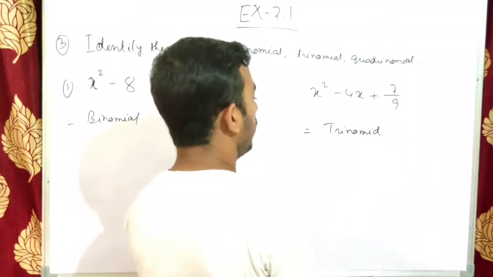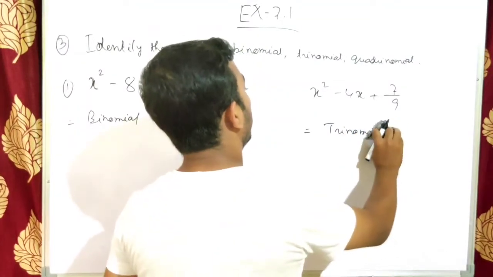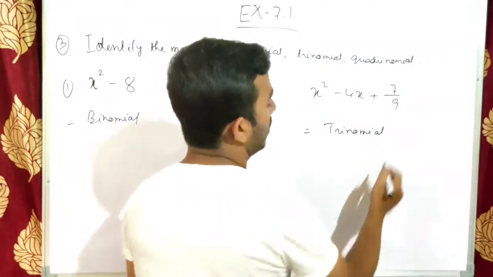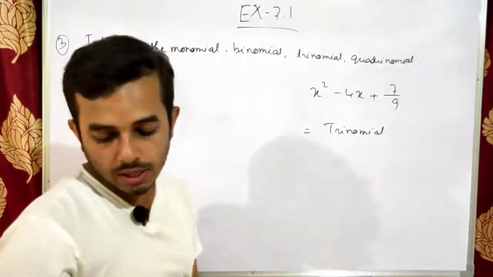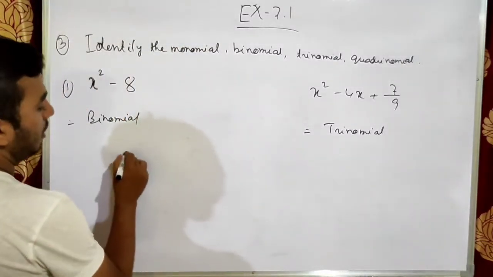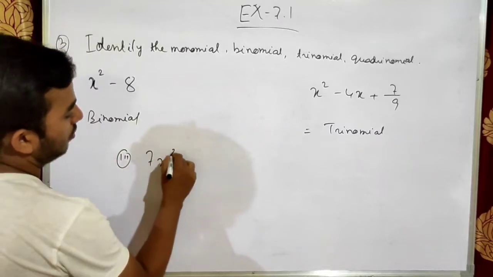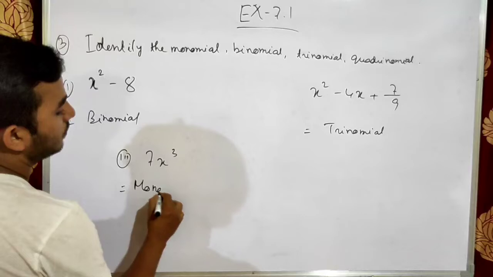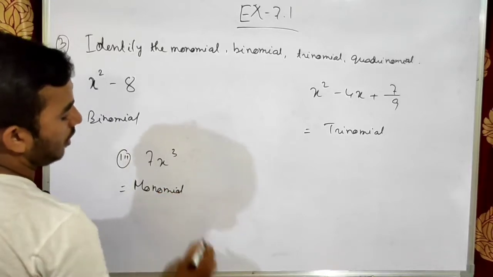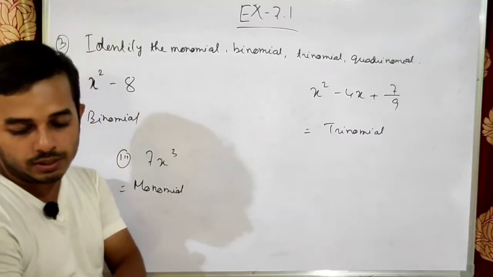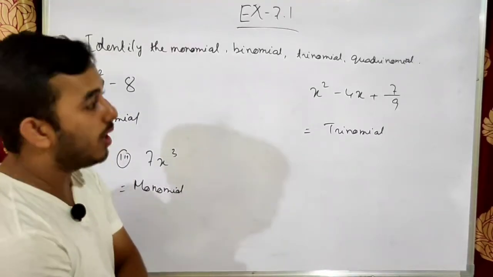So like this, if you find an expression with one term, you will say it is a monomial. Okay, let us write an expression with one term. Number 3, 7x cube. This one is monomial. And this one is what? Monomial.